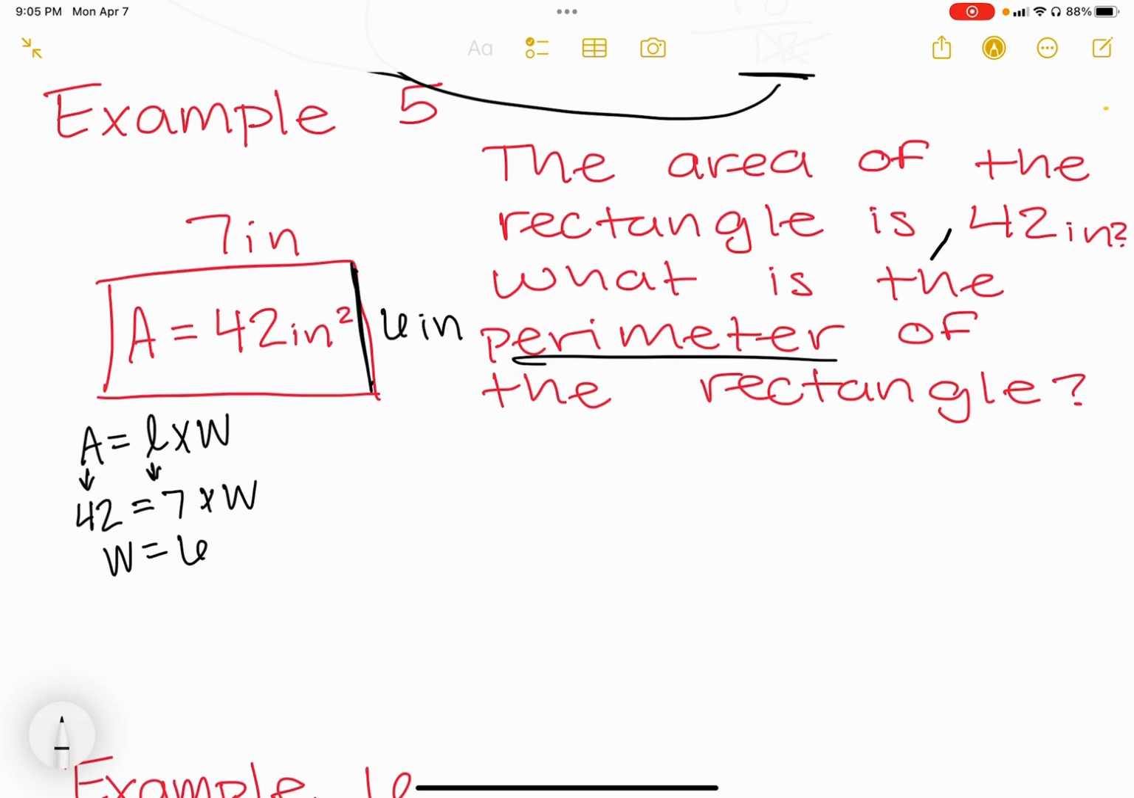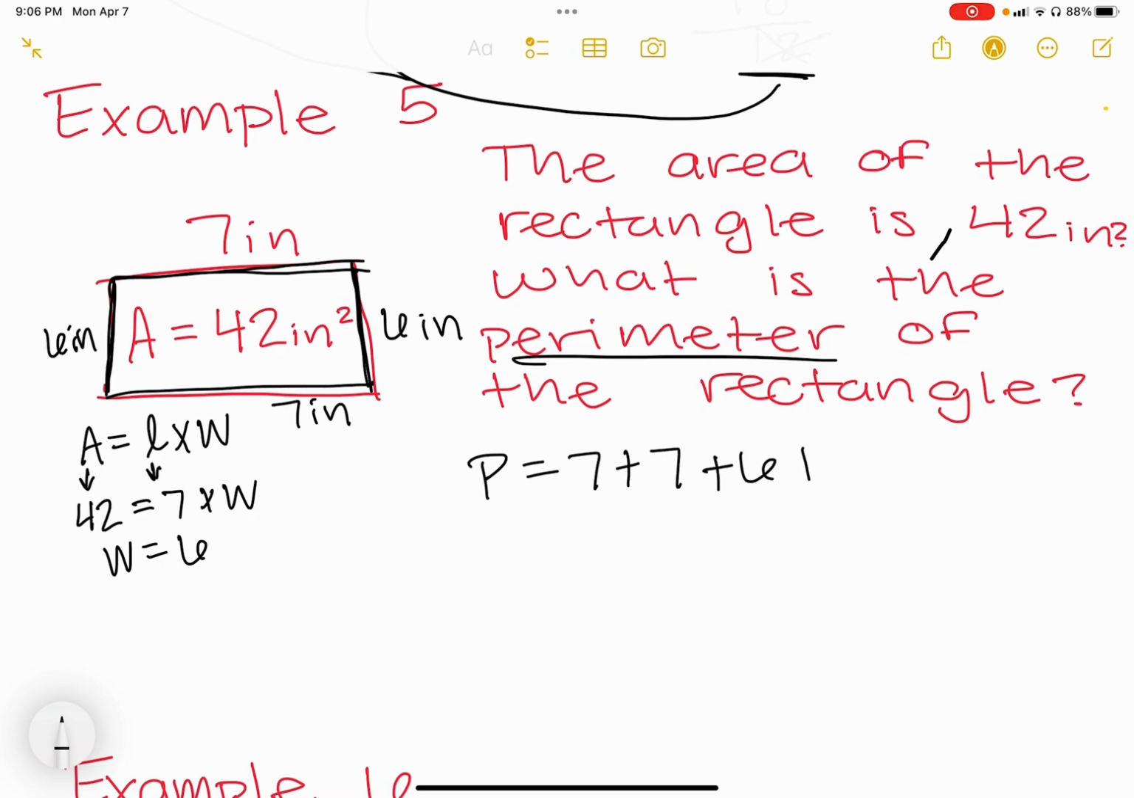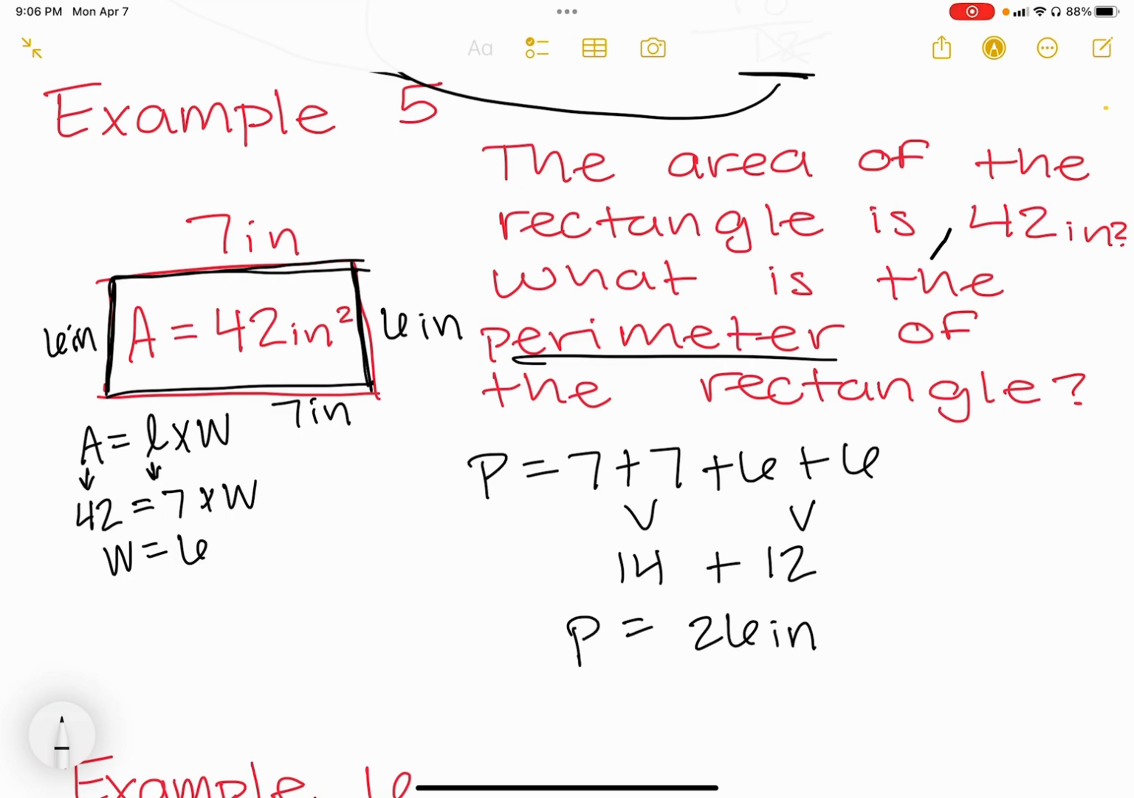Now I'm not going to just add 7 plus 6. I've got to go the entire distance around the shape. If this side is 7, this side is also 7 inches. And if this side is 6 inches, this side is also 6 inches. Now I can add all of my side lengths. I'm going to do 7 plus 7 plus 6 plus 6. I know 7 plus 7 is 14. I know that 6 plus 6 is 12. 14 plus 12 gives me 26. So I know that the perimeter of this rectangle is 26 inches.